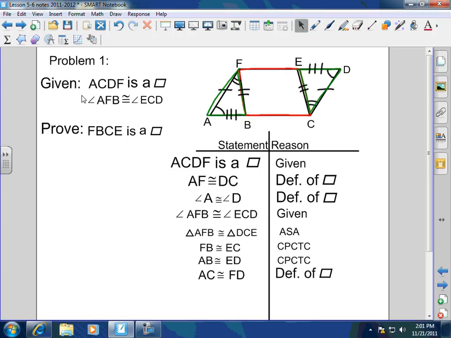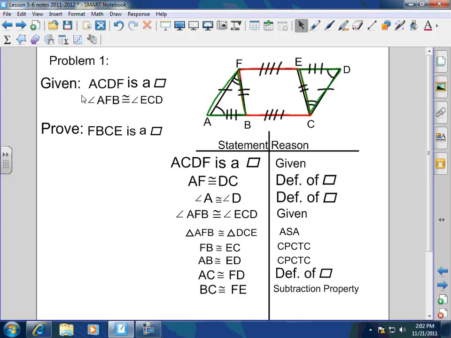But now what can I prove? BC is congruent to FE because of subtraction property. Very good. Because AC to FD, you're not subtracting anything. That's definition of parallelogram. Thank you for asking.